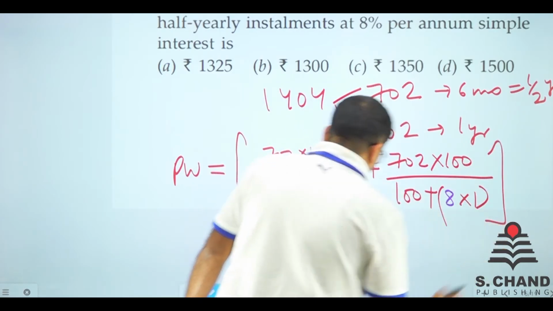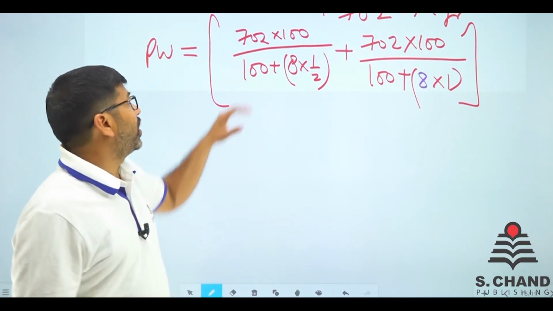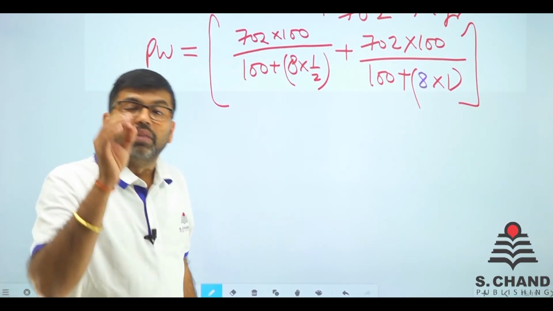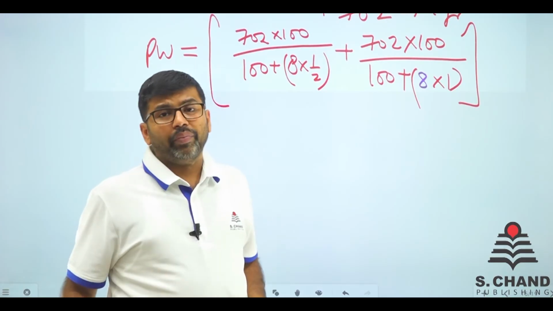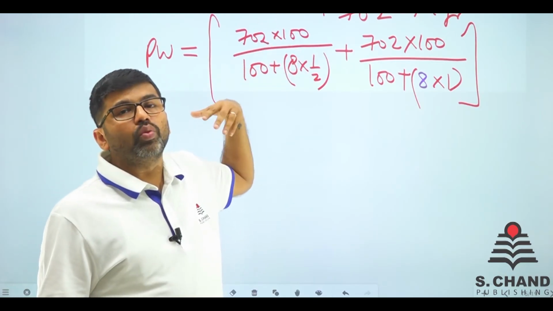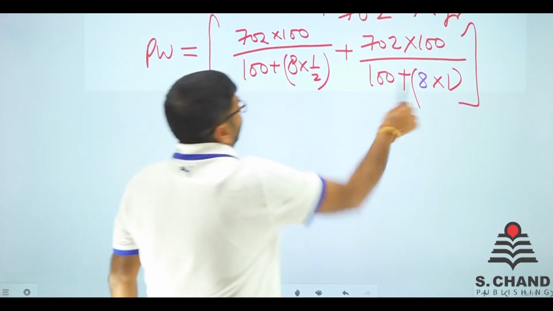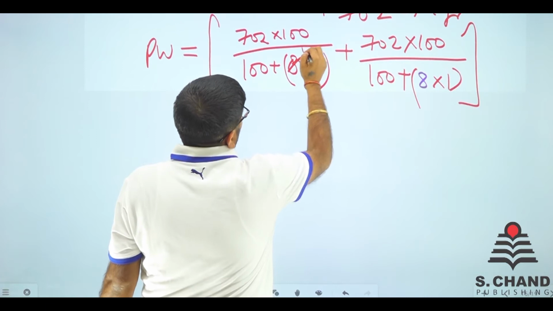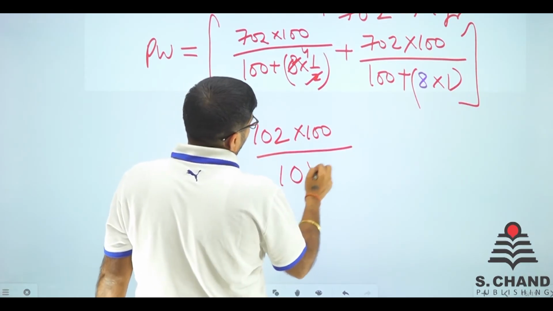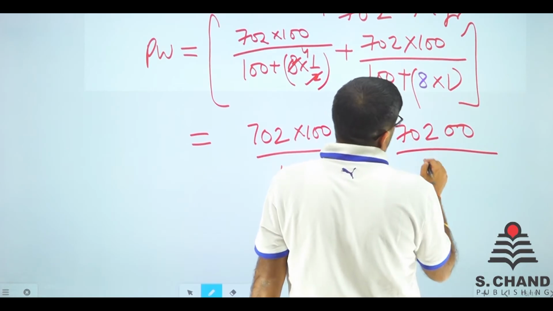If you remember the formula I shared at the start of this video, present worth is amount into 100 divided by 100 plus r into t. That is the best formula I told you. We will use it again and again. You need to remember it when you do true discount. Very easy way. Just do simple calculation and it will be done, right? This time what we did is 702 and 702 because it was said half yearly, so we divided 1404 into two parts, one for half year, one for full year. Let's calculate. It becomes 4. So 702 into 100 divided by 104, plus 702 into 100 divided by 108.